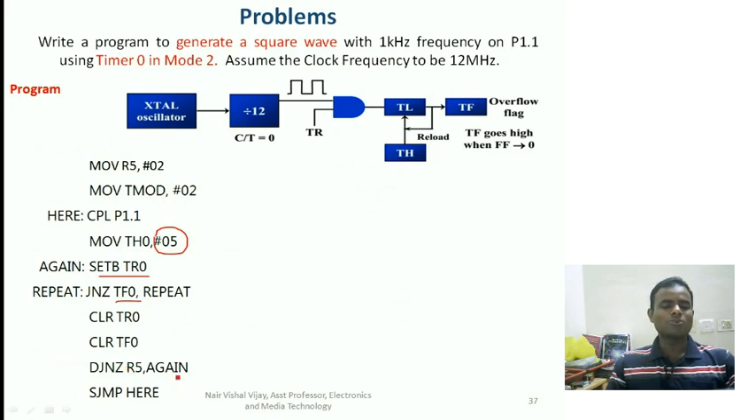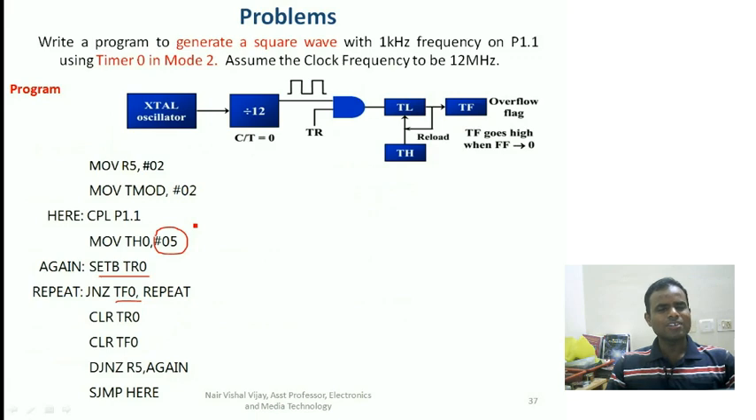So once again you run timer 0, and then again you check for the timer overflow flag and clear it, and this time the DJNZ instruction finds that R5 contains 0. So when it is 0, you come to the next statement where you have SJMP, and you go to complement the value and get the low pulse in the square wave. So this is how you can generate a square wave in mode 2 operation.